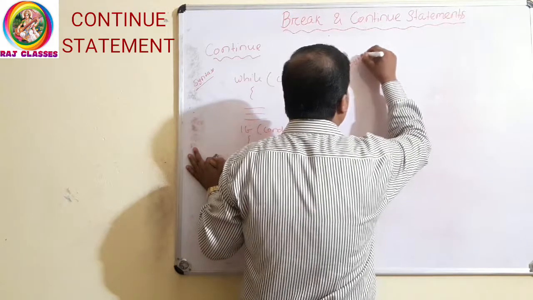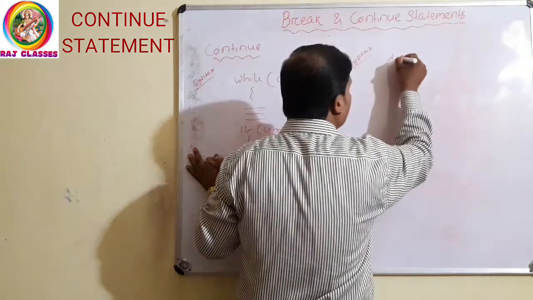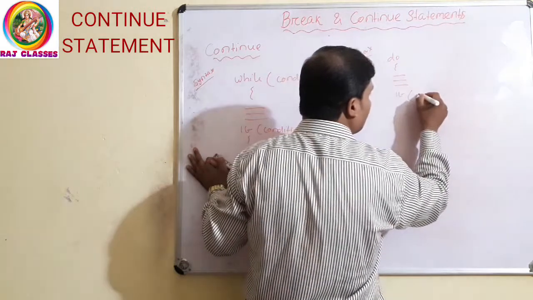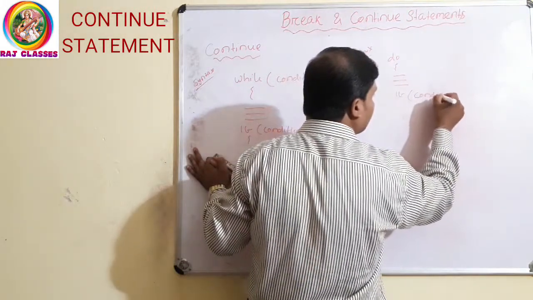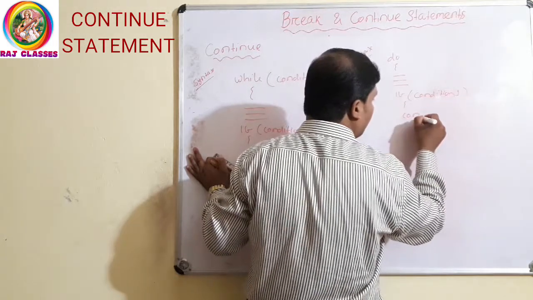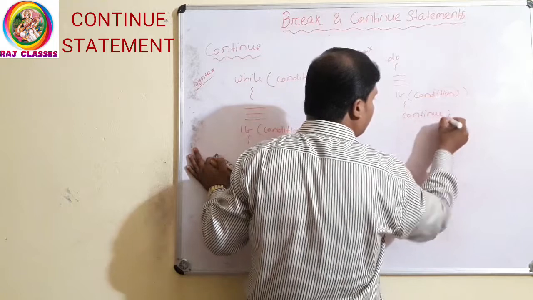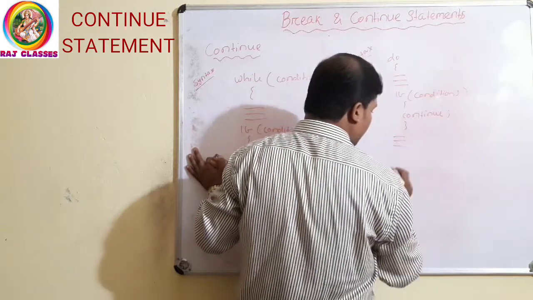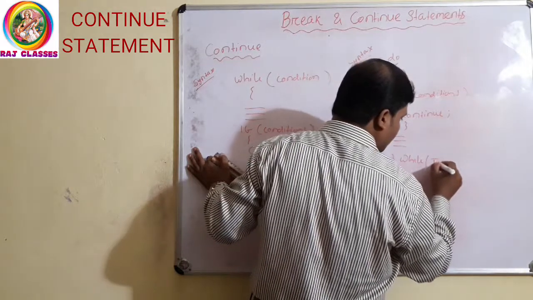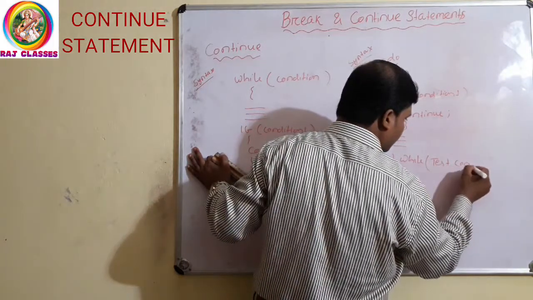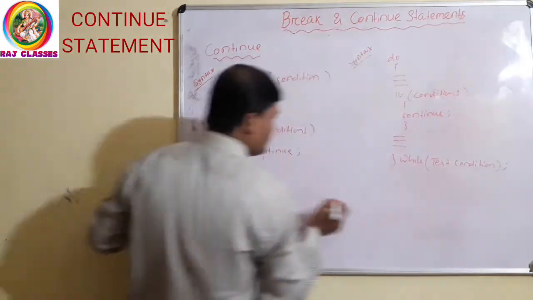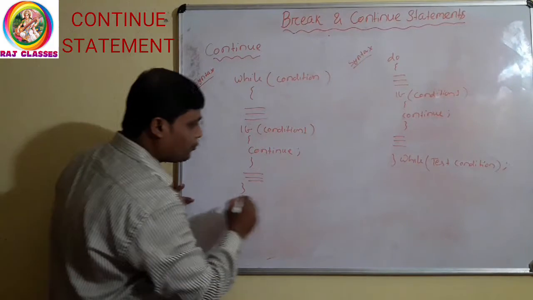Then the syntax in a do while loop. Do, some statements are there. Then if, suppose condition 1 is there, then continue is there, then some statements are there, then this is while test expression or condition. Clear? Then semicolon. Then come to the for loop.